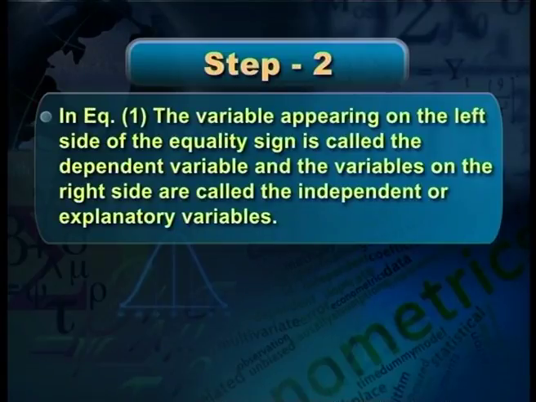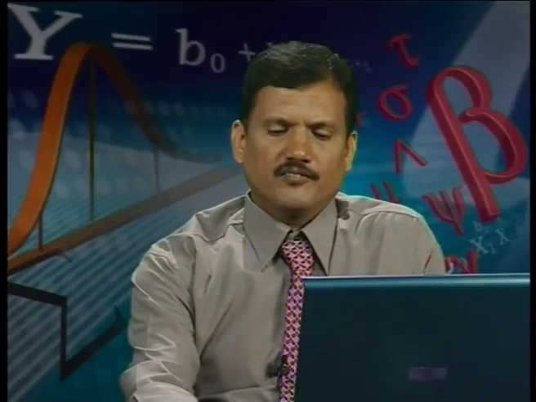That means consumption expenditure is a dependent variable, and the variable appearing on the right hand side of the equation is x. This is income. So, the relationship between consumption and income can be measured with the help of a simple regression model.